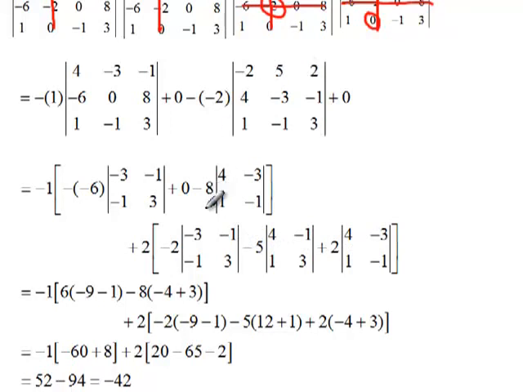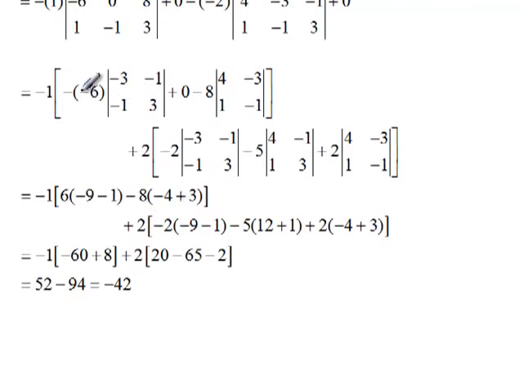So it'll be negative 2 times the corresponding submatrix, minus a 5 times the corresponding submatrix, plus a 2 times the corresponding submatrix. And now just really carefully. Okay, as you can tell, I'm very careful in copying down the steps. So this will be double positive, negative will give you positive 6, negative 9 minus a 1 right here, negative 8. When you multiply negative 4 plus a 3 right here, plus 2 bracket, negative 2. So this is negative 9 minus a 1, minus 5 times 12 plus a 1, 2 times the quantity negative 4 plus a 3. So make sure you keep track of all those numbers, and the final answer will be negative 42.